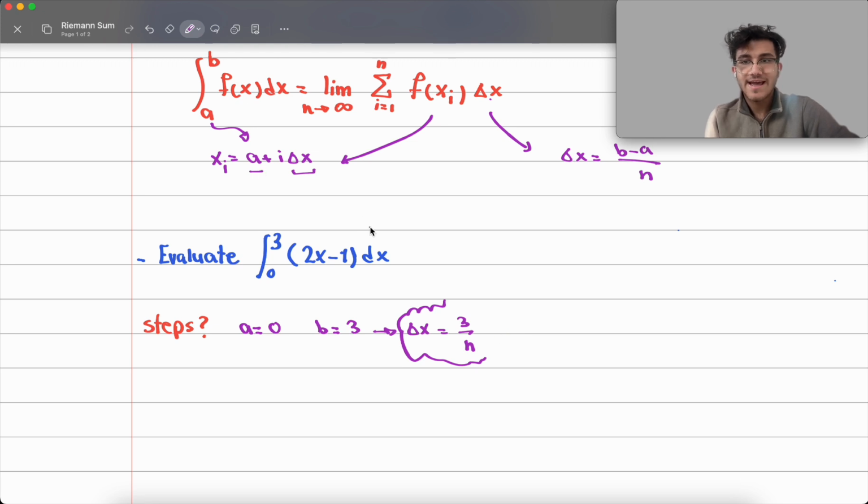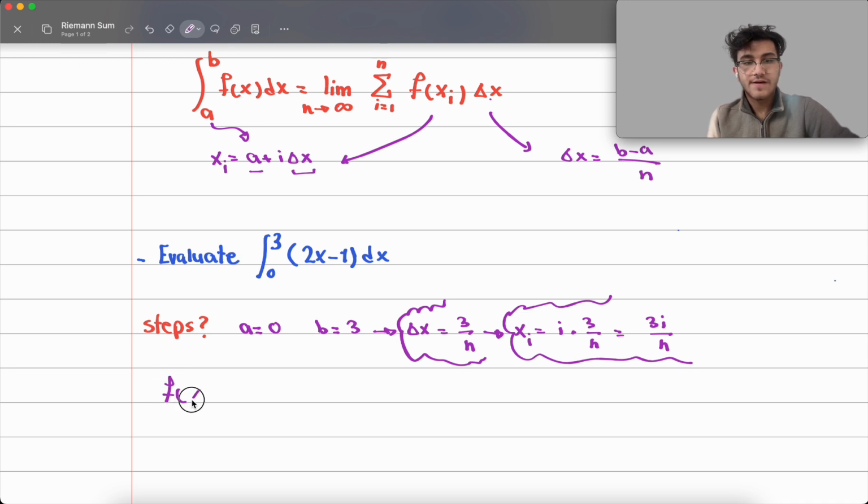Then I can find x sub i, because I needed the delta x, which I have right now. So I can use it to find x sub i. x sub i is going to be a, which is 0, plus i times delta x, 3 over n, or I can simply write it as 3i over n. So this is my x sub i.